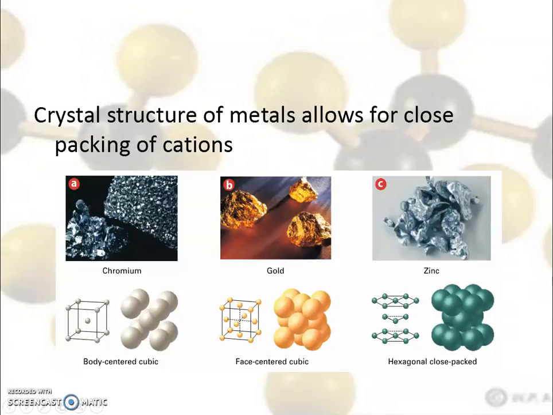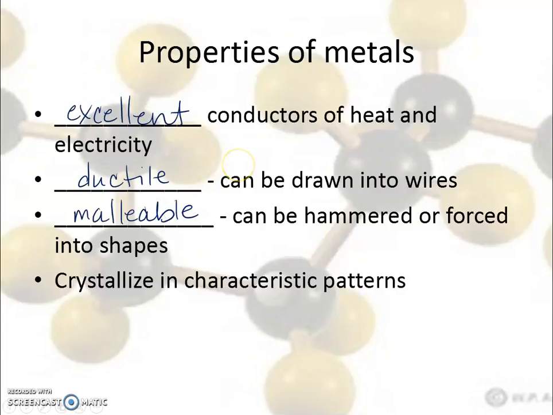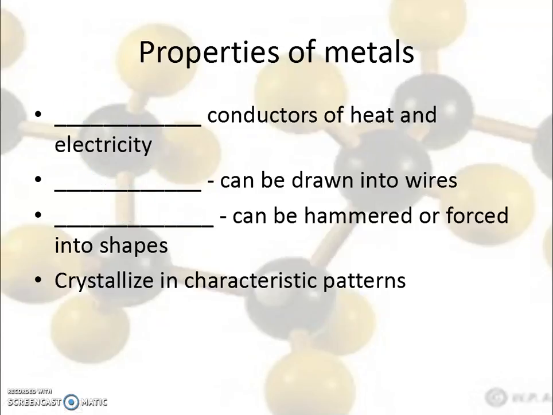Here are some different metals that you can see. You have your chromium metal, which is body-centered cubic. Then you have your gold, which is face-centered cubic. And then you have your zinc, which is hexagonal close packed. This just shows some of the ways that crystals from metals can be formed. Properties of metals: they are excellent conductors of heat and electricity. They are ductile, which means they can be drawn into wires. They are malleable, which means you can pound them into thin, flat sheets. And they have a crystal pattern.